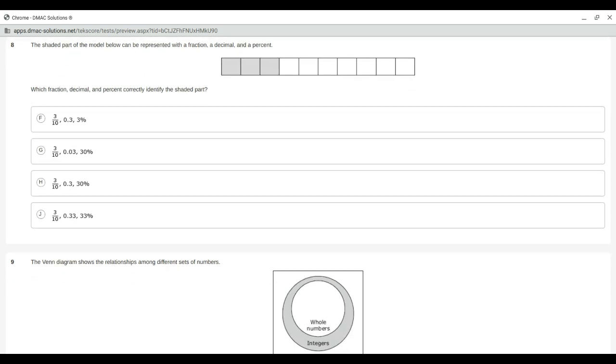Number 8. The shaded part of the model can be represented with a fraction, a decimal, and a percent. Which fraction, decimal, and percent correctly identify the shaded part? F. 3/10, 0.3, 3%, G. 3/10, 0.03, 30%, H. 3/10, 0.3, 30%, or J. 3/10, 0.33, 33%.